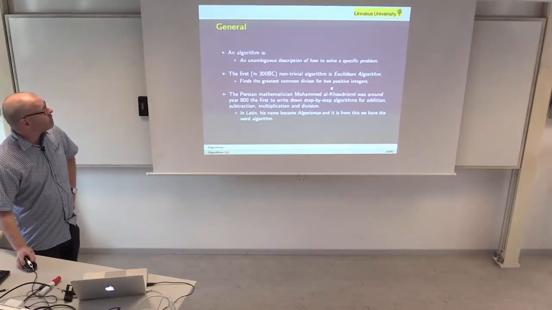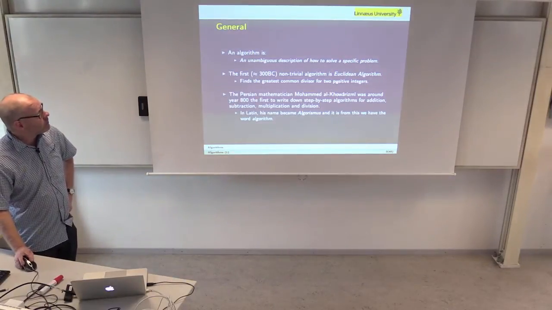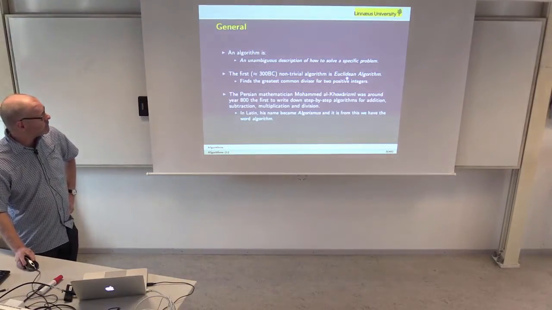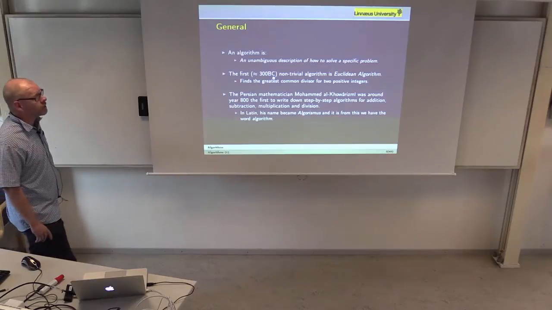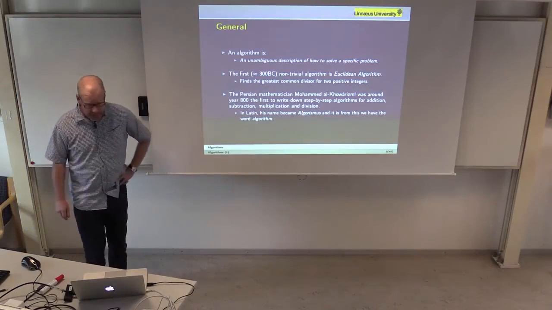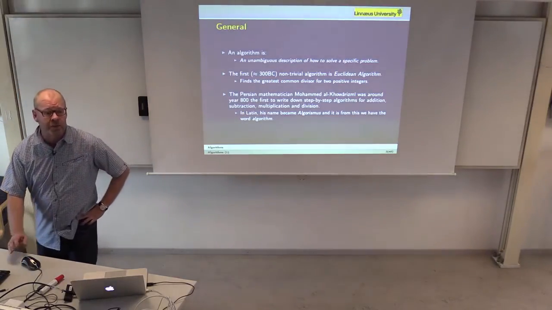The first non-trivial algorithm is considered to be the Euclidean algorithm. Find the greatest common divisor for two positive integers. He wrote it down about 300 before Christ. A clever way of solving this problem.